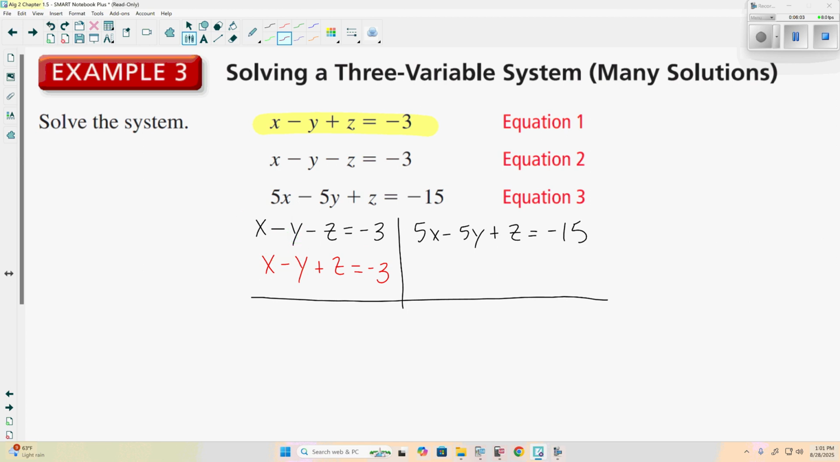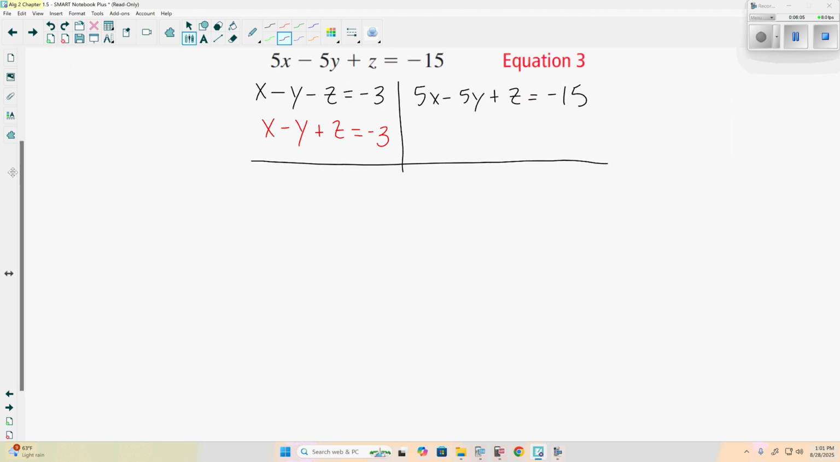You don't have to rewrite this. I'm going to back up. I'm going to do this again. But this time, I'm going to cancel out z first. Because we know what z is. Z is 0, yes? And if we add these two together, x plus x is 2x. Negative y plus negative y is negative 2y. Negative z plus z is 0. Negative 3 plus negative 3 is negative 6, yes?